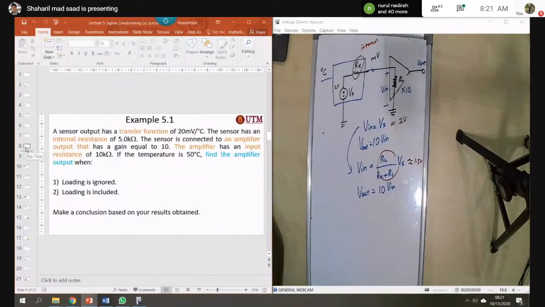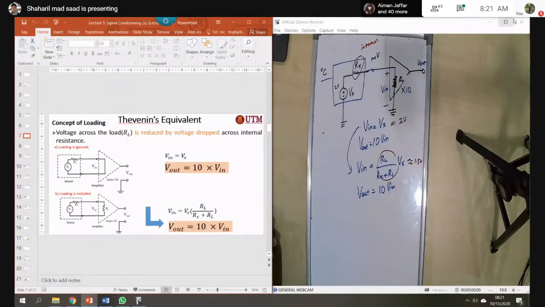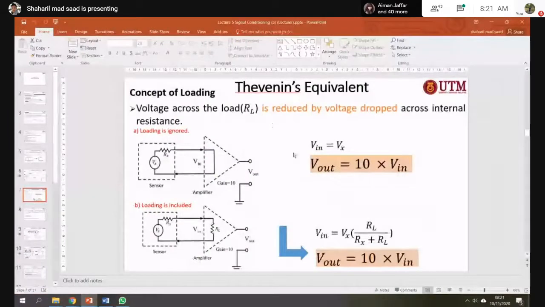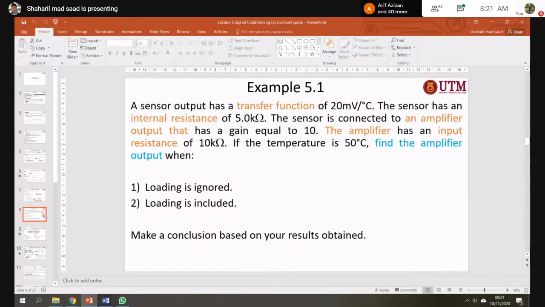Okay. Example 5.1. Before that, let me show you this one. This one is quite different from your slide. I'm not updated yet, the slide in the e-learning. But I want you to know the concept of loading. Okay. All right. Example 5.1.